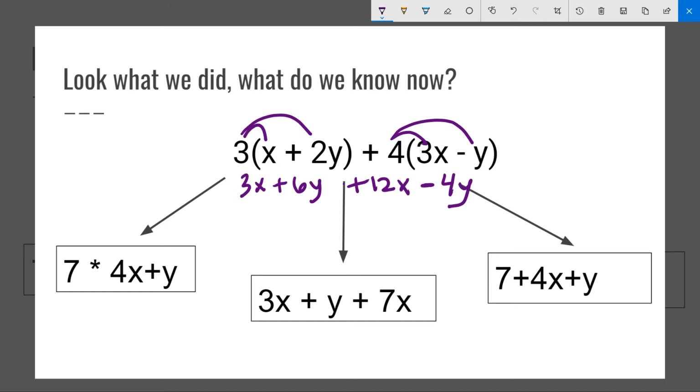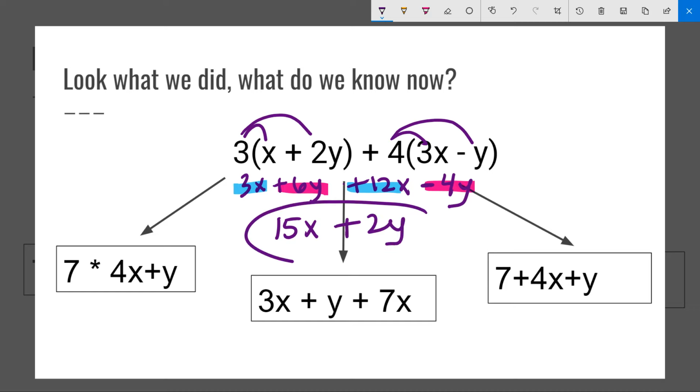Now from here, there's no multiplication, just add up and combine like terms. Okay, so we got our x's. That's going to be 15x. And we have our y's. 6y, take away 4 of them. That's going to be positive 2y left over. That would be the simplified expression.